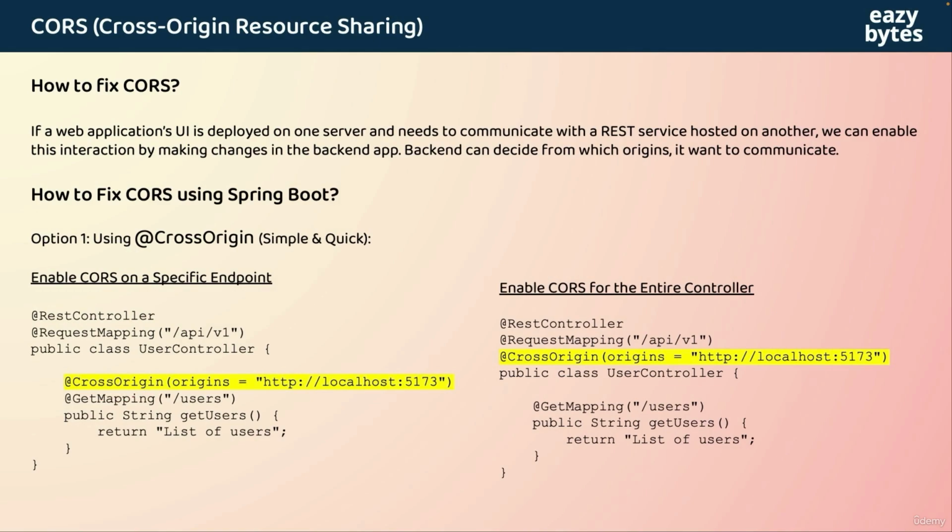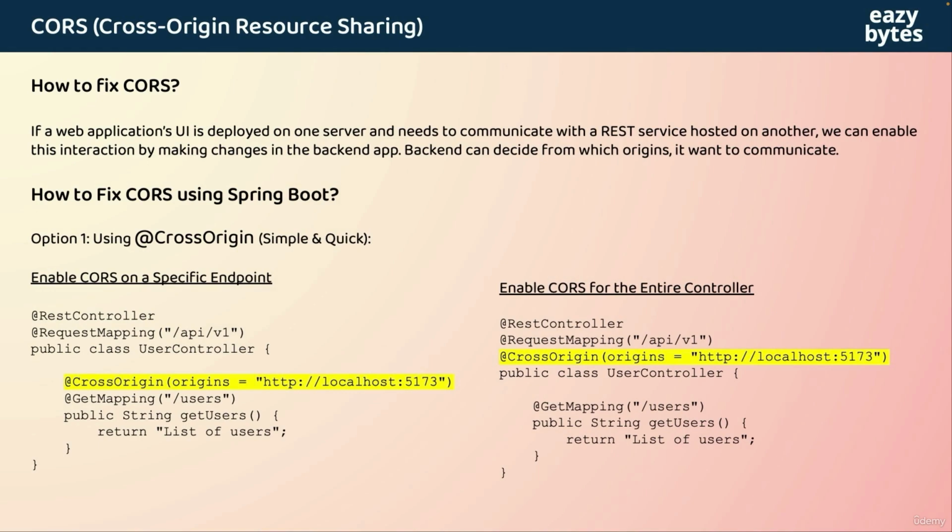To this CrossOrigin annotation, you need to pass the domain details of your UI application. Here I'm passing the domain details of my React application. With this, my backend application is giving permission only to this domain, or only to this origin, to communicate with this REST API method. If you mention this CrossOrigin on top of your controller class, then you're giving permission for all the REST API methods available inside your class.